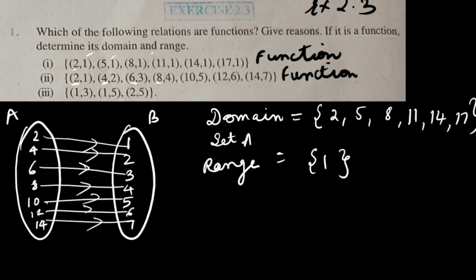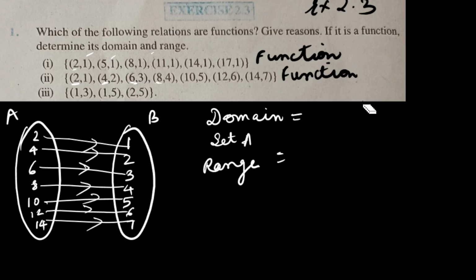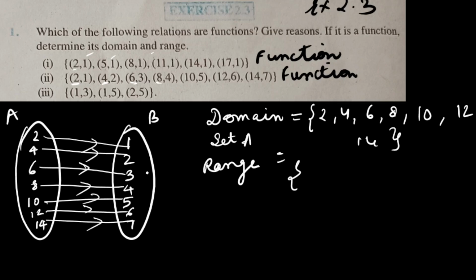Since it's a function, we have to write domain and range. Domain means we have to write the elements of set A, so all the elements we'll write: 2, 4, 6, 8, 10, 12, 14. This is the domain. In range, all the images will come: 1, 2, 3, 4, 5, 6, 7.